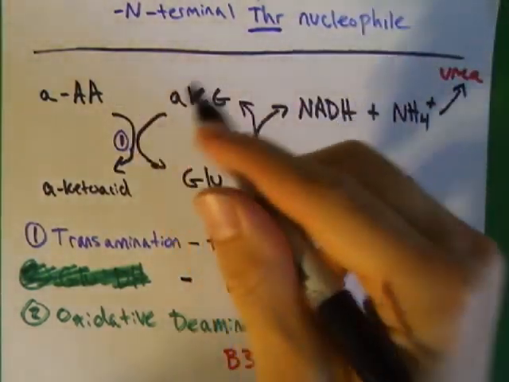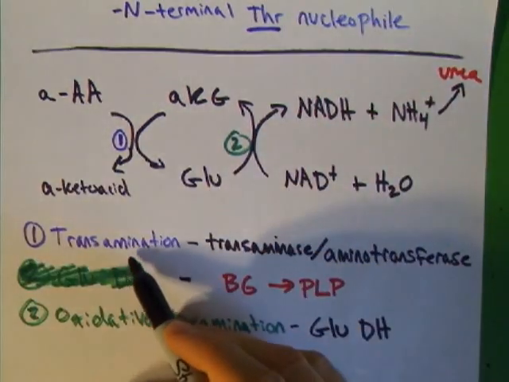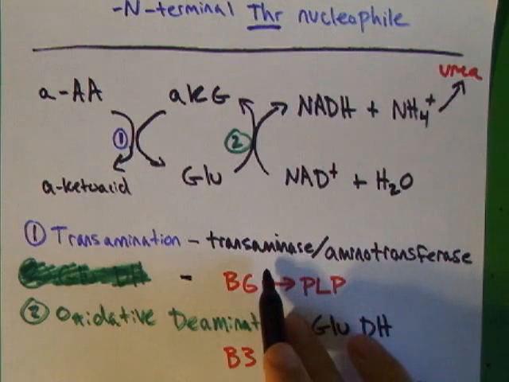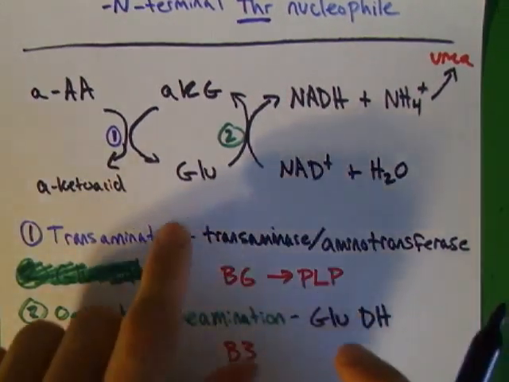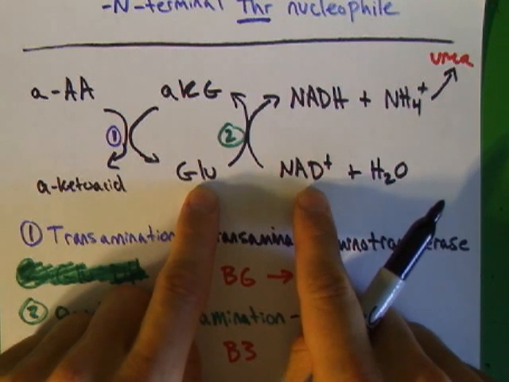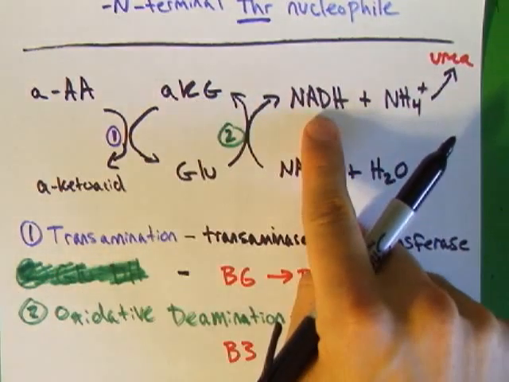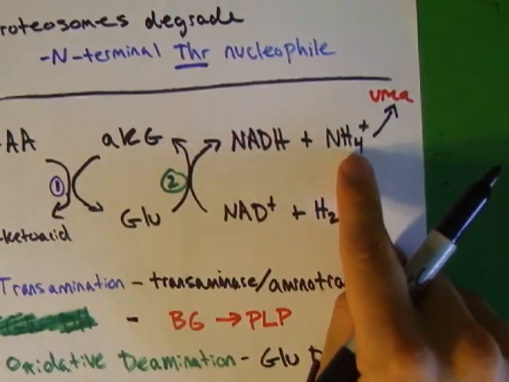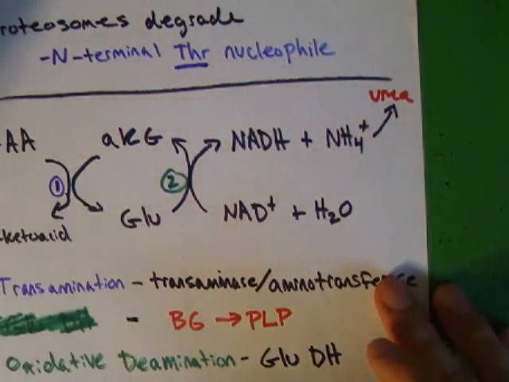So to do a quick review, you have the amino acid and alpha-ketoglutarate react together. That's transamination, done by transaminase or aminotransferase, same type of enzymes. That's B6, pyridoxine, or PLP dependent. And then your product is glutamate, and that's going to react with NAD plus and water to form back the alpha-ketoglutarate, NADH plus NH4 plus, and the ammonia is going to go to the urea cycle. That's what the whole unit is going to be about at the end.